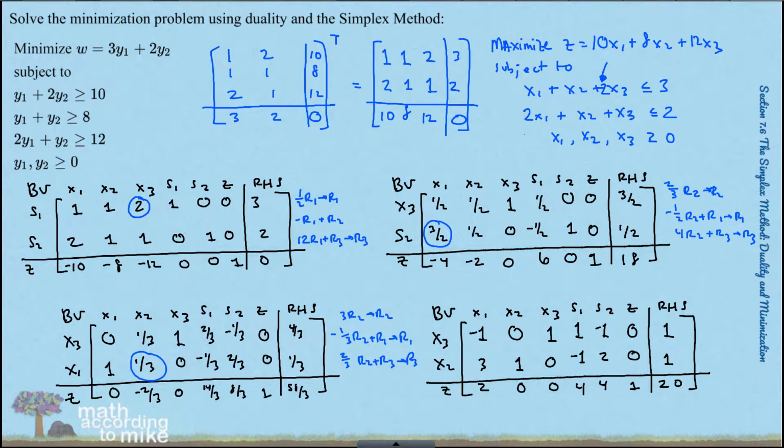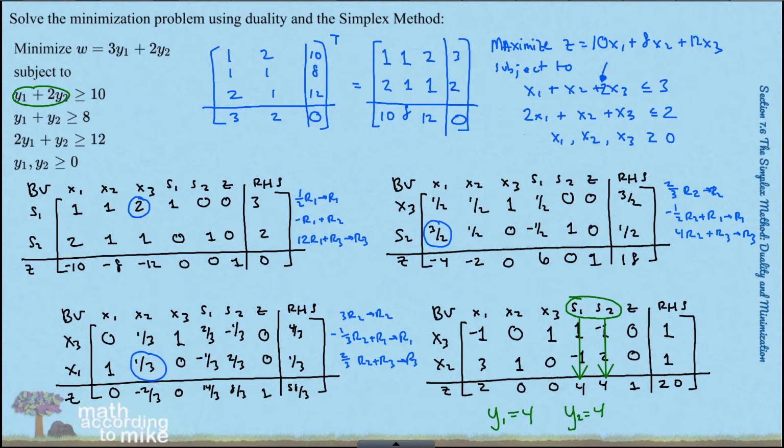Notice in the original min, we had two y's, y1, y2, for example. And in the standard max, we have two slack variables, s1, s2. So to find the values for y1, y2, you actually read below the slack variables into the objective function. So below s1 is the number 4 in the objective function row, which means that the original y1 is 4. And below s2 in the objective function row happens to also be another 4. So the original y2 is also 4.